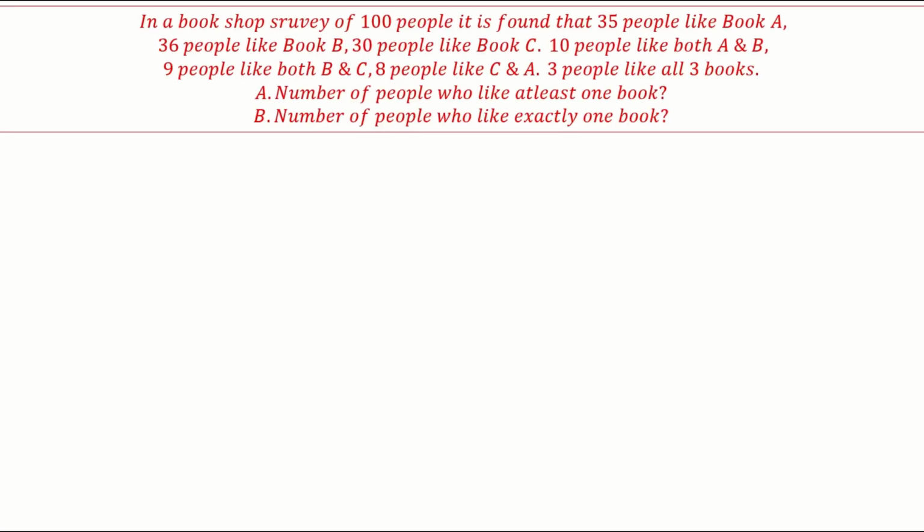In a bookshop survey of 100 people, it is found that 35 people like book A, 36 people like book B, 30 people like book C, 10 people like both A and B, 9 people like both B and C, 8 people like C and A, 3 people like all three books. Okay. So, there are two questions here. Number of people who like at least one book, number of people who like exactly one book.